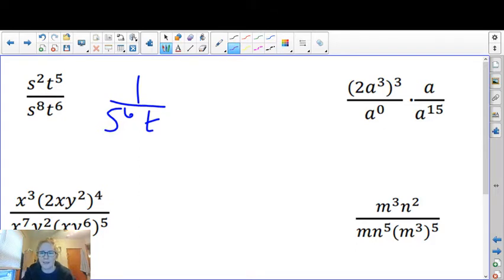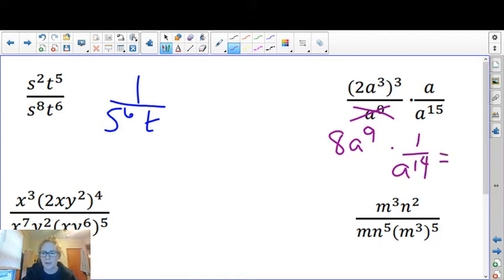All right, second one. So a to the 0 is 1, so that goes away. We have to do this exponent rule first. So 2 to the third is 8, a to the 9th times, well, let's go ahead and subtract, gives me 14. And then my final answer will be 8 on top, and let's see, 9 minus 14 is negative 5, so then 5 a's down below.